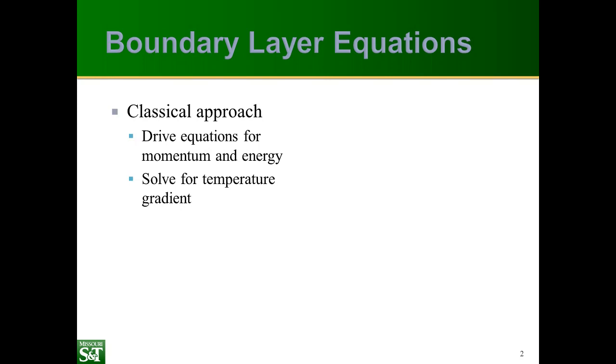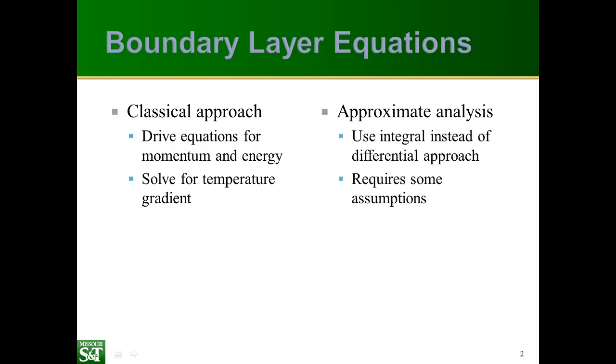Even for very simple cases, this still requires numerical solution. We can come up with equations, but those equations don't have analytical solutions. And even then, we can only obtain those equations for laminar flows, where we can neglect turbulence.